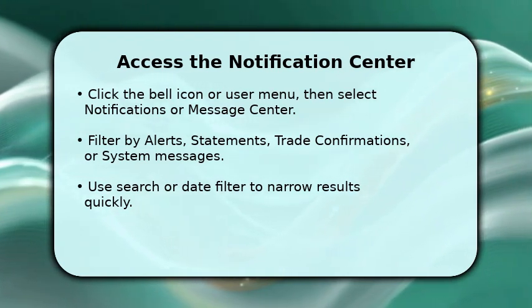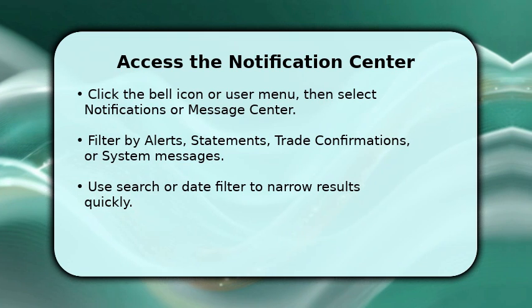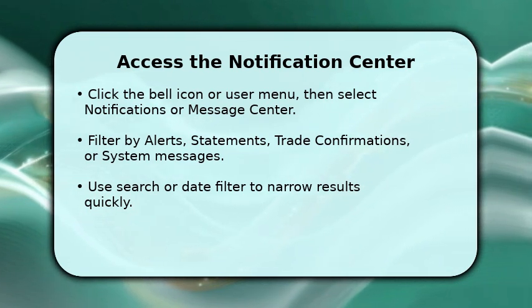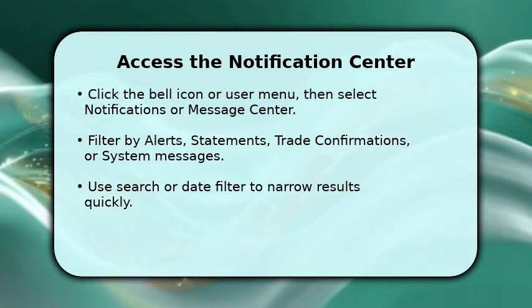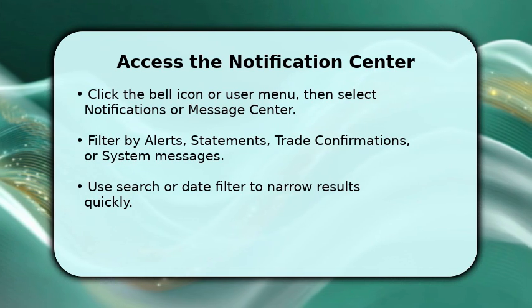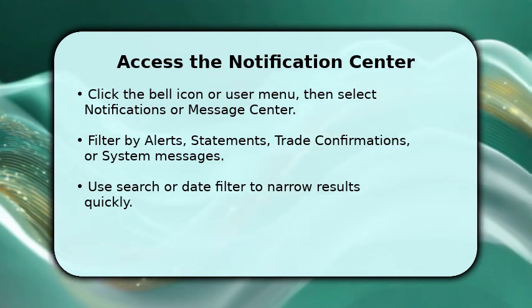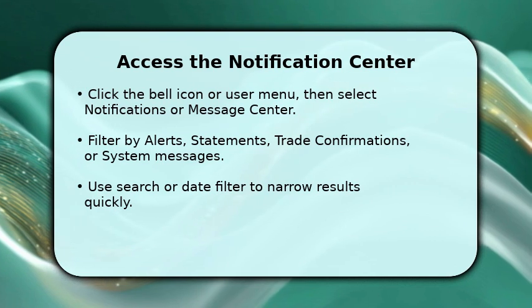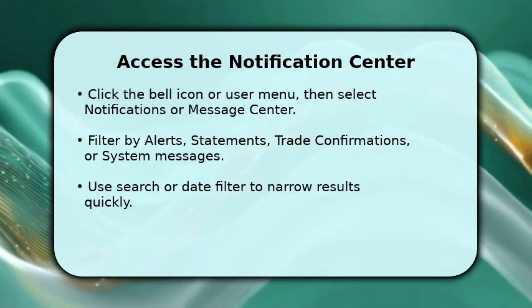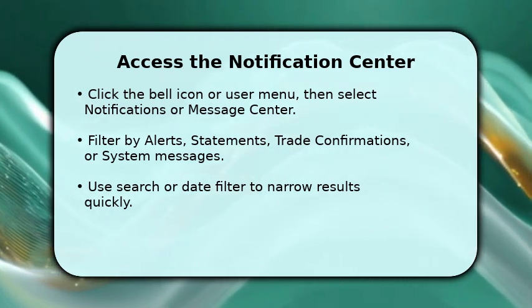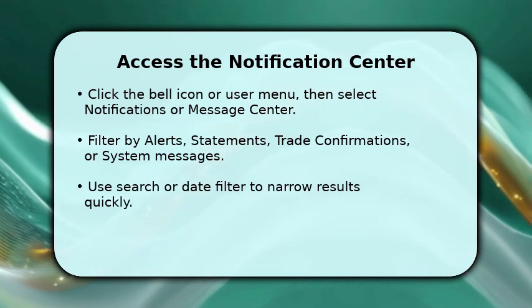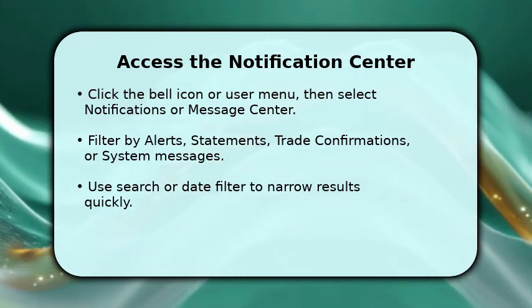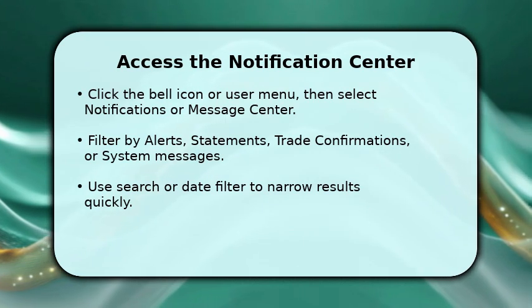you can see alerts. You'll want to filter by type. Choose alerts for price or account issues, statements for account documents, or trades for confirmations, because it reduces clutter and surfaces what matters. Use the search field or date range to narrow results and find a specific message quickly. While viewing, note the read/unread toggle and any links to documents that require downloading.